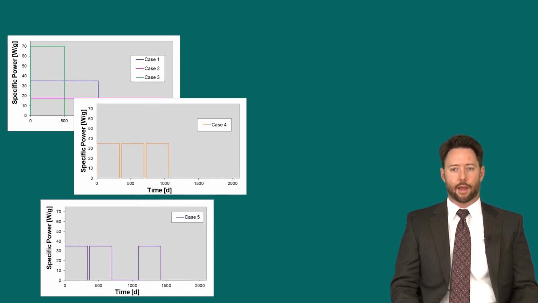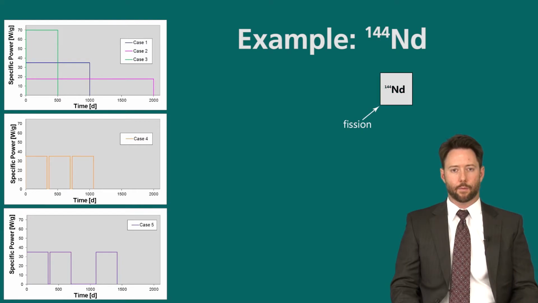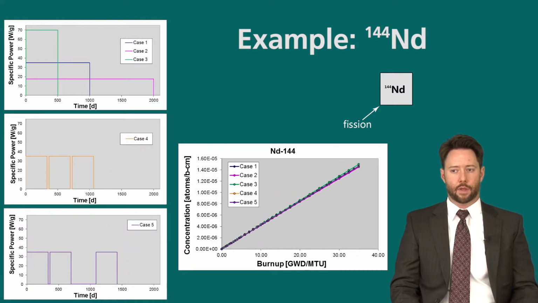All right, so now that we have our 5 irradiation case histories, let's take a look at an example fission product. And for this example, we'll look at neodymium-144. And we can see its buildup diagram here, and it's just produced directly from fission. Now let's take a look at the figure that shows the concentration of neodymium-144 on the vertical axis as a function of fuel assembly burnup on the horizontal axis.